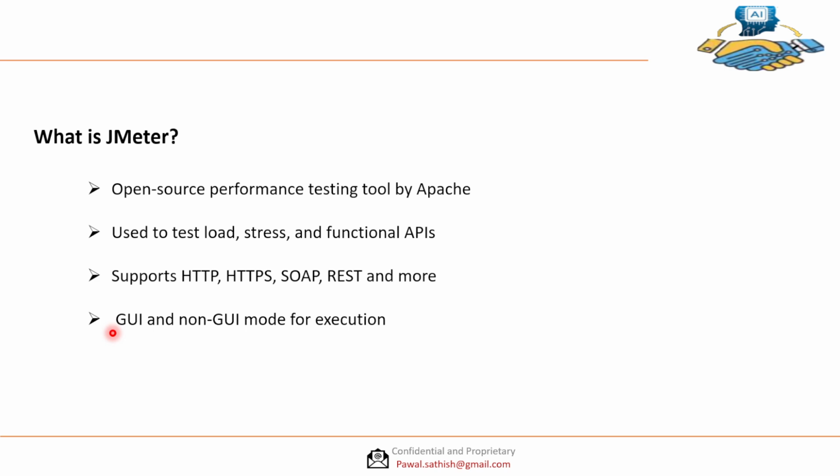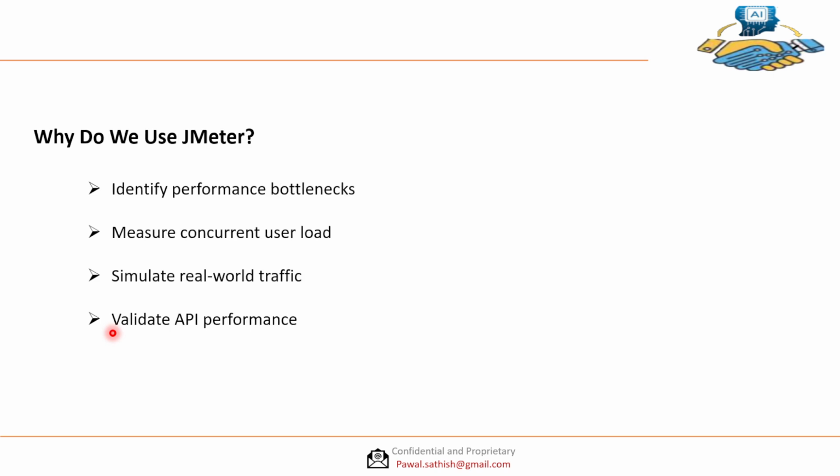JMeter is an open source performance testing tool. It's basically developed by Apache, and it's used to test load, stress, and functional APIs too. It supports HTTP, HTTPS, SOAP, REST, and more. We'll see all these details in upcoming videos. It also supports GUI and non-GUI mode for execution. Then next, why is JMeter required?